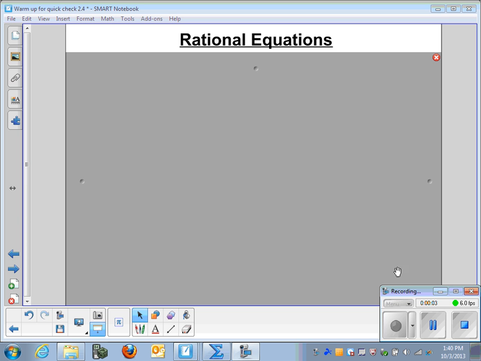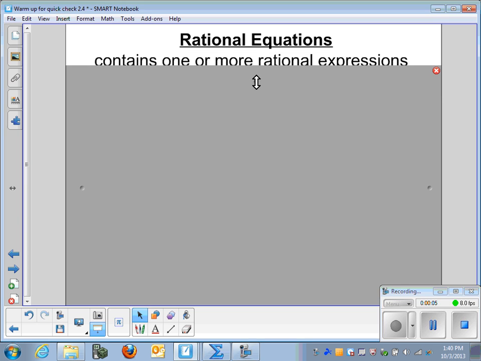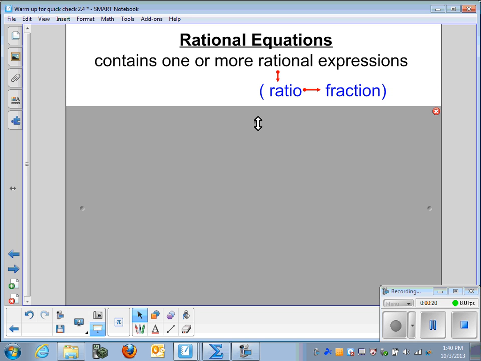Solving rational equations. A rational equation contains one or more rational expressions. When you see the word rational, think of ratio. When you think of ratio, think of fraction. So we'll be solving equations with fractions.